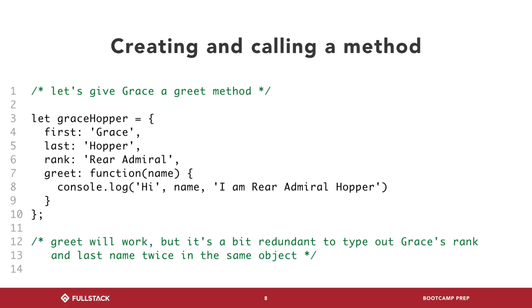Okay, this is super critical for now. The next slide kind of refers back to this, but just notice how here we have an object with a first, last, and rank, which I guess is first name, last name, and the rank, and then we have a greet function that basically takes a name and logs out, hi, I am Rear Admiral Hopper. And so if we were to call this function and pass it something like Karen, then it would greet someone named Karen.